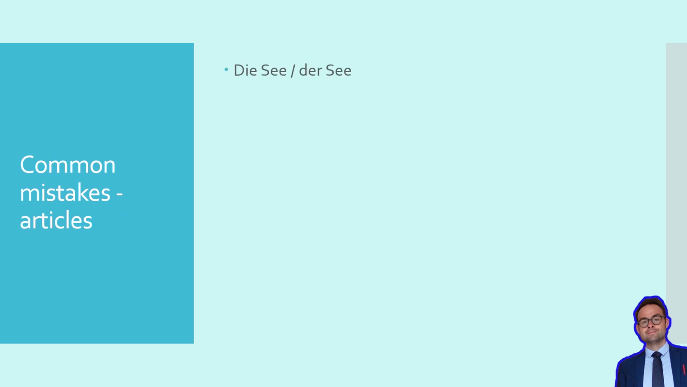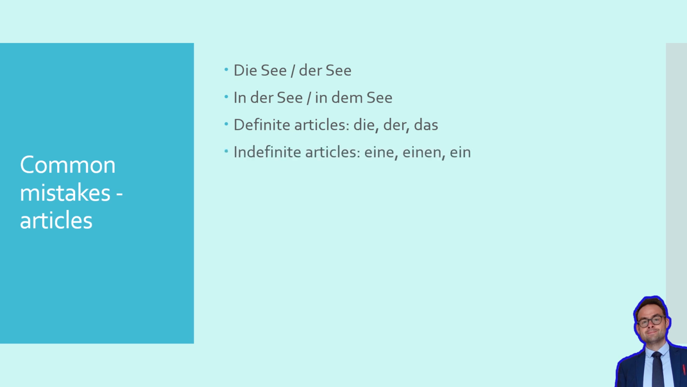Articles. This one, die See, the sea, but der See, the lake. And if you want to say something like I swim in the sea, then in der See, or in the lake, in dem See. So that's probably the standout one in terms of where you can change the article and it completely changes the meaning. So definite articles, die, der, das, but indefinite articles, eine, einen, ein, among others, but just making sure you get the correct one if the text is asking you to translate a or the.